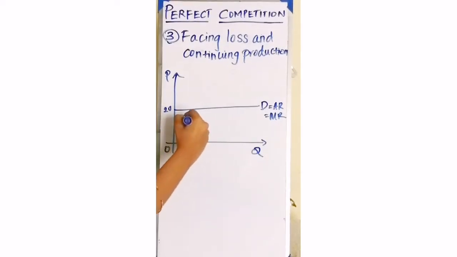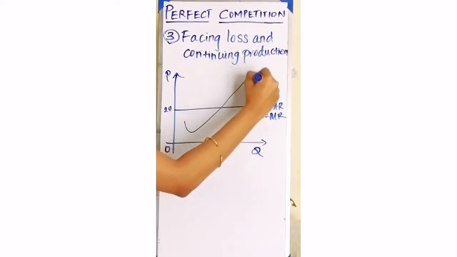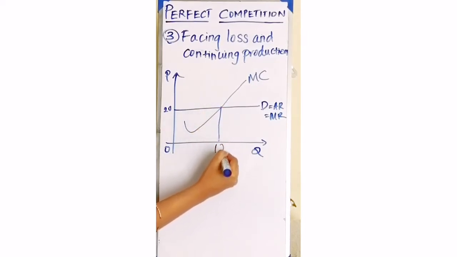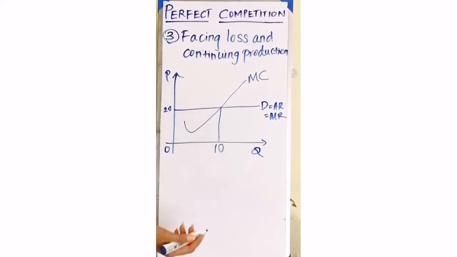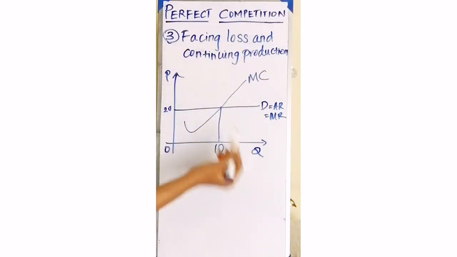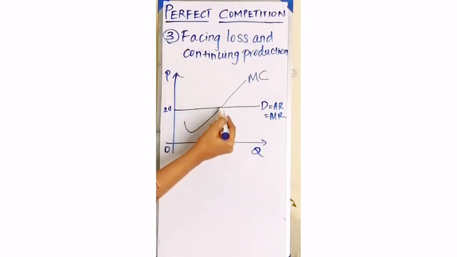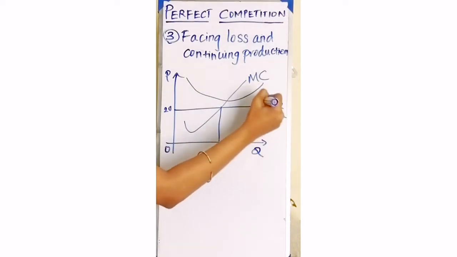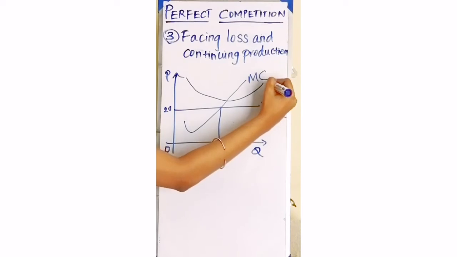So the point where MC is equal to MR is going to be the production point. So once again, the number of units is 10. At this point only the production is going to happen. So it's going to face the loss, but still it's going to continue its production. First of all, it's going to face the loss, which means here the average cost curve should be above the demand curve, the price point.